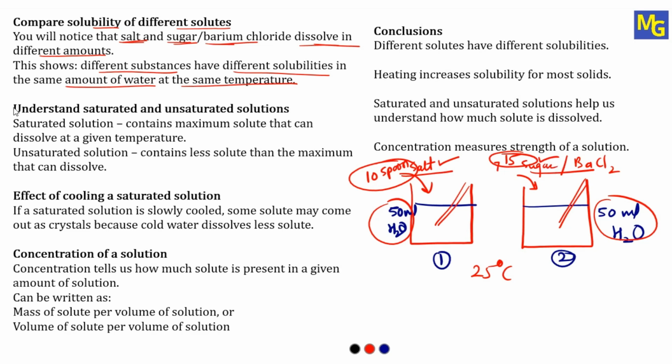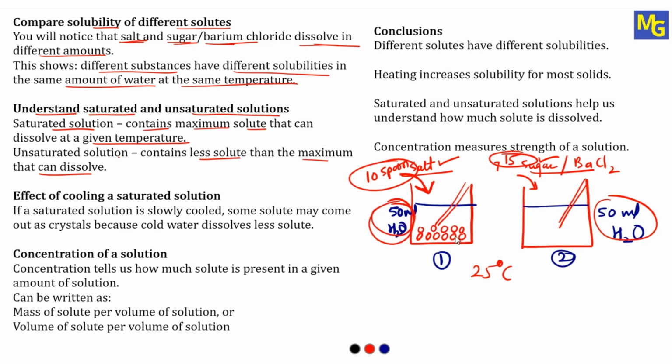Now, second point, understand saturated and unsaturated solutions. Saturated solution means what? It contains the maximum solute that can dissolve at a given temperature. And unsaturated solution means it contains less solute than the maximum that can dissolve. So, what is the meaning of saturated and unsaturated? Here, I told after adding 10 spoons, it reached a saturated level. Means after adding 10 spoons, no more salt can dissolve in this water, because when you added 10 spoons, the salt remains at the bottom of the beaker, it will not get dissolved. Means the capacity of this 50 ml water to dissolve the salt is finished.